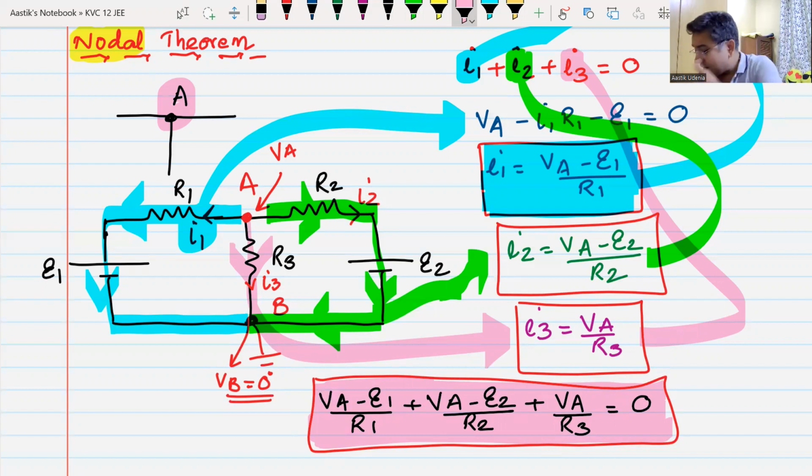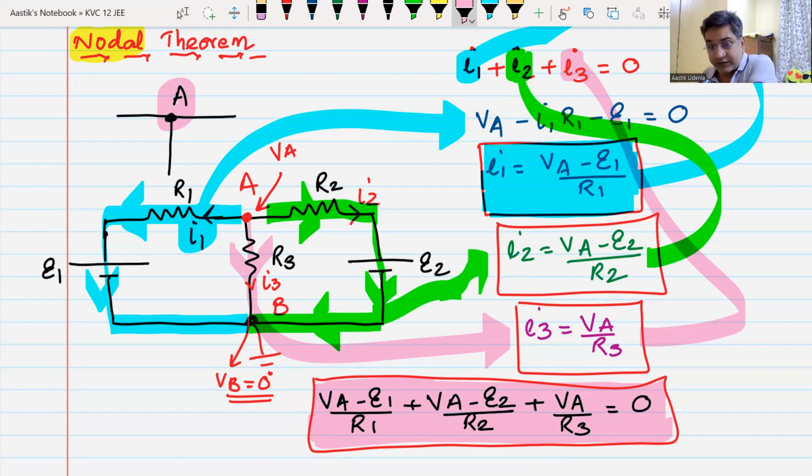They might have asked you to find the current in any of the branches. If you want to find the current in the I1 branch, you don't have to calculate I2 and I3. Just find out VA, and from that VA, calculate I1. If they ask you the value of I2, find out the value of VA and then get the value of I2. If they ask you the value of I3, get the value of VA and find out the value of I3. You don't have to get into complicated equations.